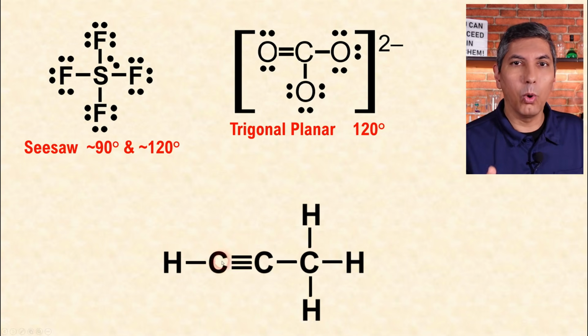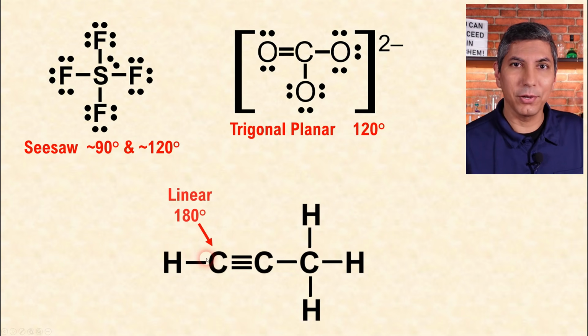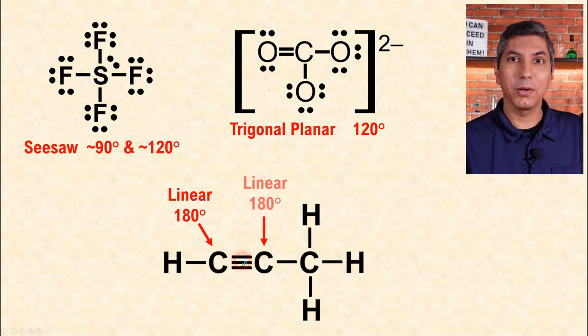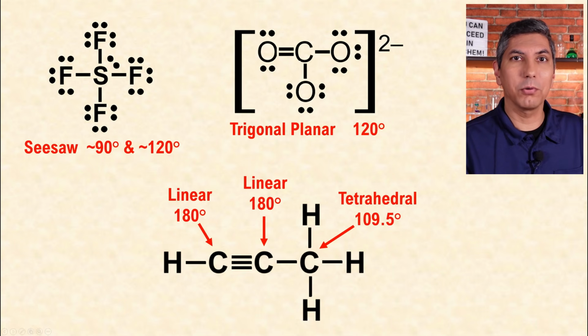Many molecules have multiple central atoms. Every one of these central atoms has its own geometry and bond angle. For example, in this molecule, carbon number 1 touches 2 atoms with 0 lone pairs, so it's linear with a 180 degree bond angle. Carbon number 2 is also linear with a 180 degree bond angle. Carbon number 3 touches 4 other atoms with no lone pairs, so it has a tetrahedral geometry with a 109.5 degree bond angle.